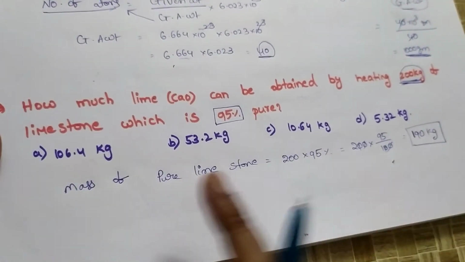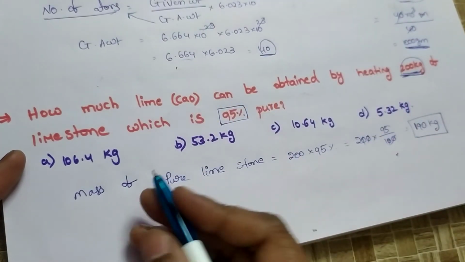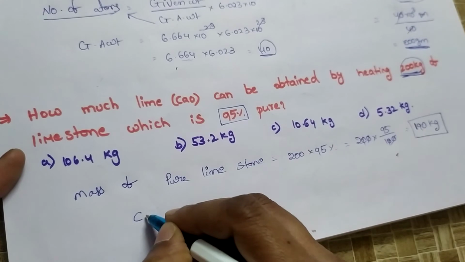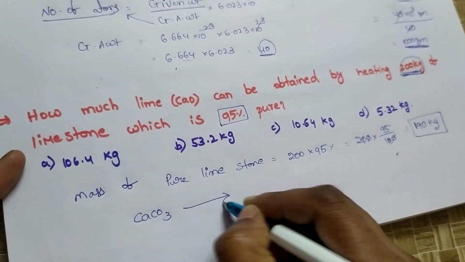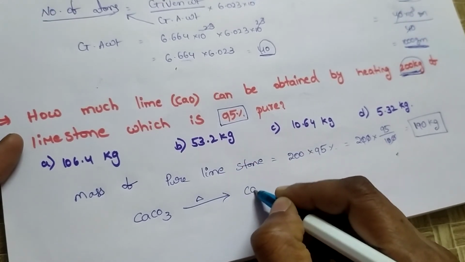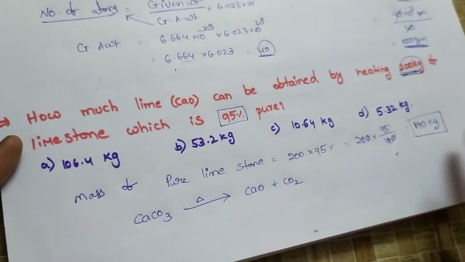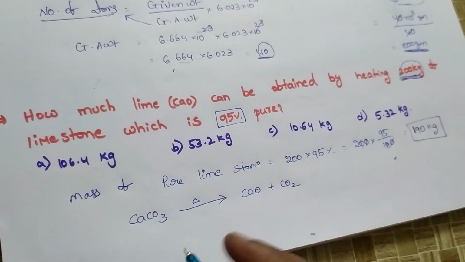Now come to the limestone. In limestone, how much CaO is present? Actually, what is the limestone formula? We have to write the equation here. That is what in the mole concept they won't give the equation; sometimes we have to write the reaction. CaCO3 on heating produces calcium oxide and carbon dioxide. It is a general reaction. So many times we will read this type of reaction in the mole concept.